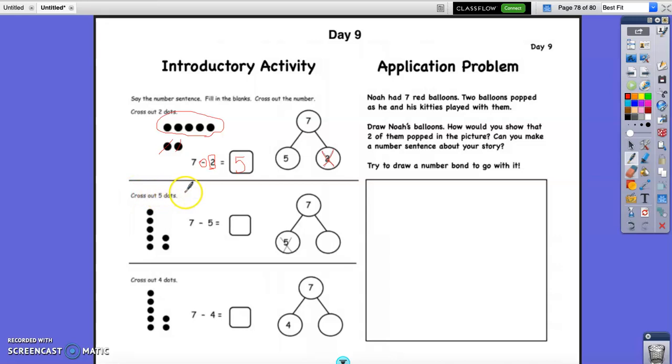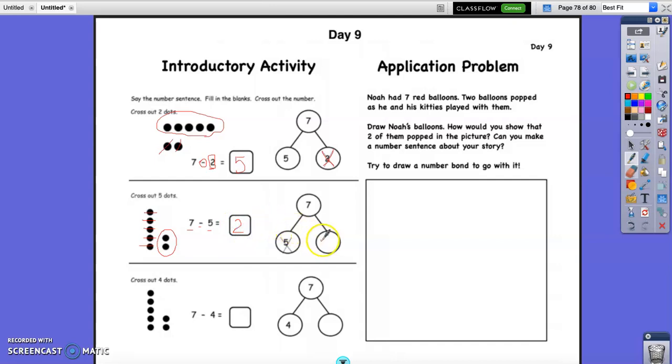Cross out 5 dots. Let's read our number sentence first. 7 minus 5. So we have 7. The minus is going to come and take 5 from us, and that leaves us with so many, okay? So we've got to figure out how many the minus left us. So 1, 2, 3, 4, 5. And I always circle what I have left just so I don't get it confused. How many dots do we have left? 1, 2. So 7 minus 5 equals, and it should be 2.